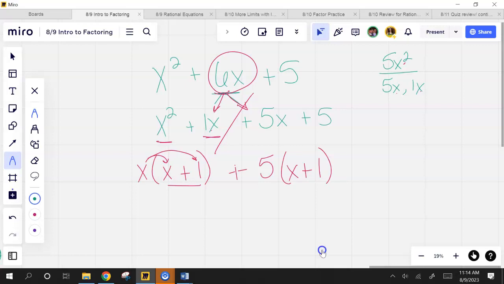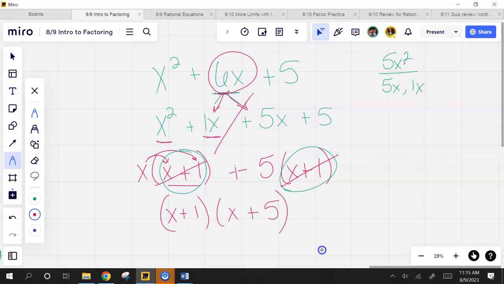I'll post the video if y'all have to leave. When you get to this point, if these are not exactly the same, stop, you've done something wrong. Okay, and go back. All right, x plus 1 is my GCF, so I'm going to start by writing x plus 1, right? And then what's left over is what? X plus 5.